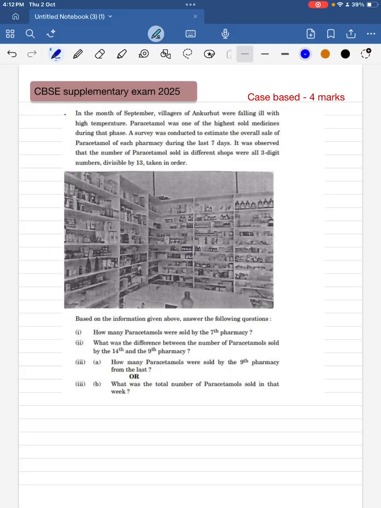In this video, I'll be doing a case-based question for 4 marks from the CBSE Supplementary Exam 2025. Let's look at the question.